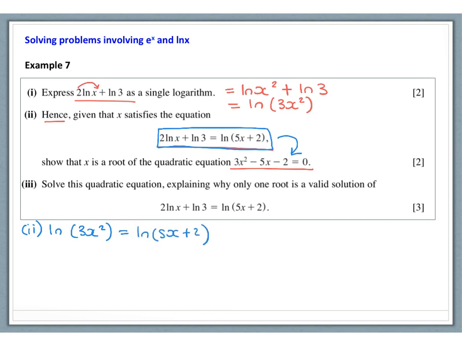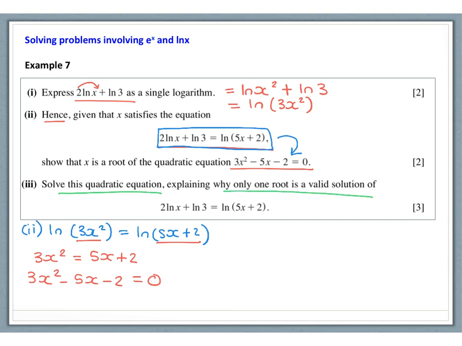And this is now equal to ln of 5x plus 2, and this means that 3x squared must equal 5x plus 2, which we can simplify to 3x squared minus 5x minus 2 equals 0. So part 2, done. Part 3, solve this quadratic equation, explaining why only one root is a valid solution of the original logarithmic equation. So let's solve this quadratic equation.